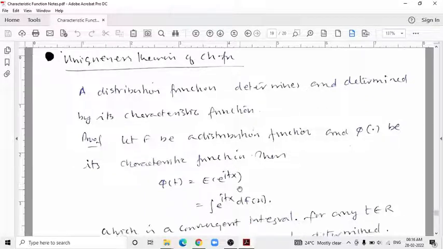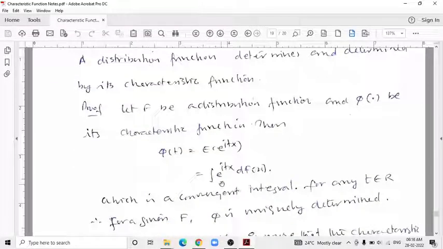Phi t is the expectation of e raised to i t x, that is, the integral of e raised to i t x d capital F of x. We can see that this is a convergent integral, because phi t will always exist, since this expectation is finite. The modulus of its expectation, the expectation of the modulus, is finite. So this is uniquely determined. So phi is uniquely determined.